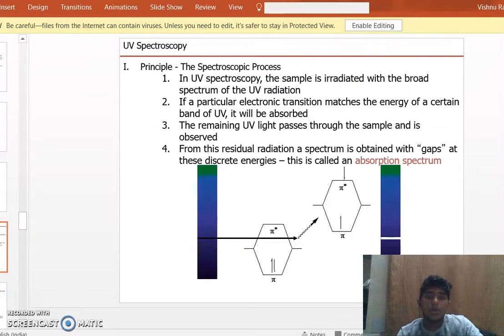As is clearly shown in the slide which I have made, the principle of UV spectroscopic process is very clear. In UV spectroscopy, the sample is first irradiated with the spectrum of the UV radiation. Then, if a particular electronic transition matches the energy of a certain band in UV, it will be absorbed. Then the remaining UV passes through the sample and it is observed. From the residual radiation, a spectrum is obtained with gaps at these discrete energies. This is called absorption spectrum, which we have studied in plus 2.